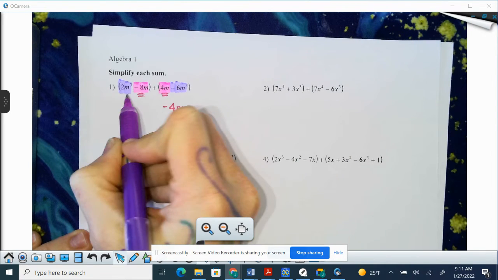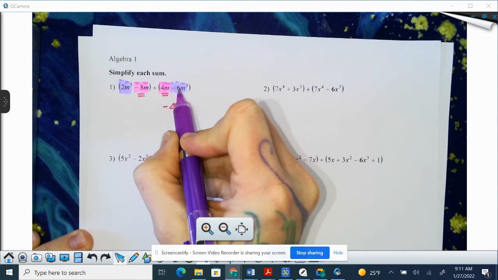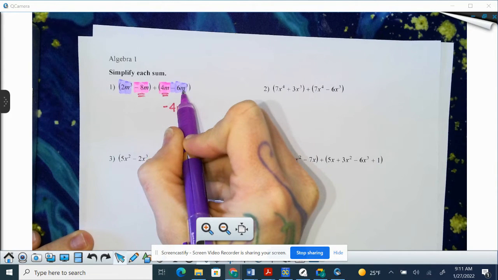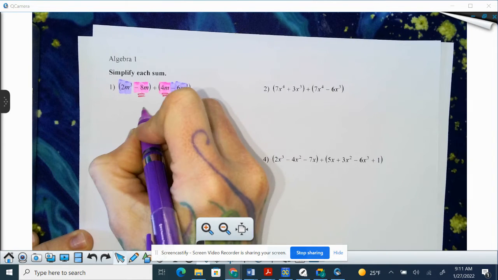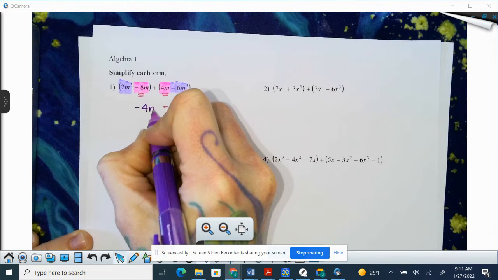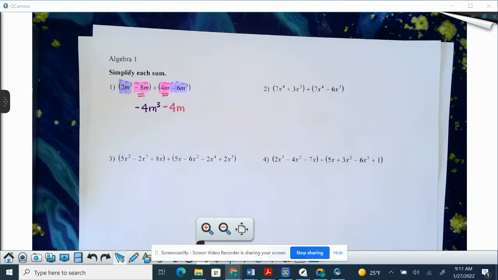So 2m cubed and negative 6m cubed means I owe you 6 monkeys. And then I gave you 2 monkeys, so I owe you 4 monkeys. And then that should be your answer. So negative 4m cubed minus 4m.